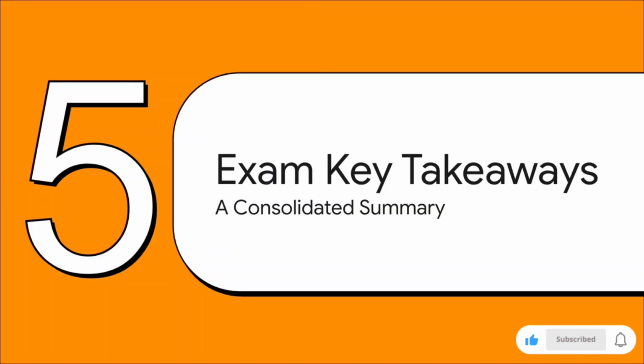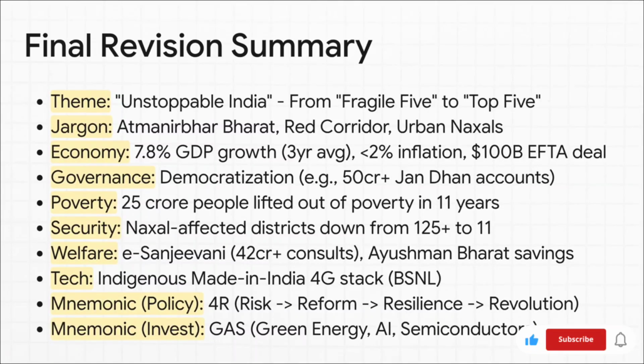All right, let's pull all of this together now. Here is your final revision summary with every key takeaway you'll need for your exam. Take a second to absorb this. These are the core facts, figures, and concepts you should take away. You've got the central theme, the key jargon you might come across, all the hard economic data, the governance shift, and those headline figures on poverty and security. We've also included the major welfare schemes, the tech milestone, and of course, our 2 mnemonics, the 4R transformation framework and GAS for key investments. This slide covers all the dimensions we discussed.